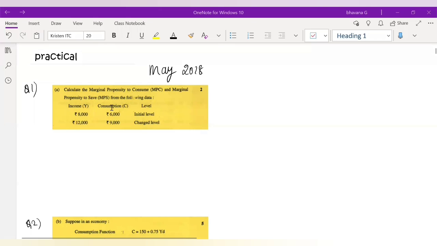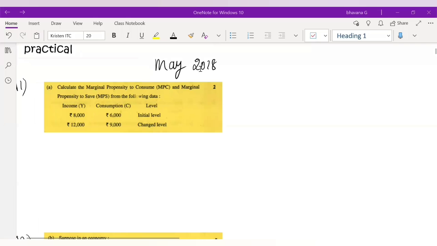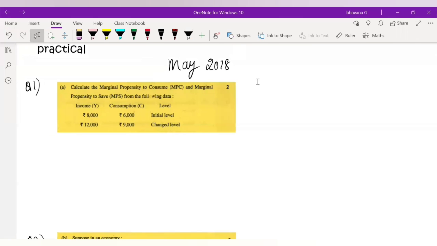Okay, so first we are going to start with May 2018 paper. So this is question number 1. Question number 1 is: calculate the marginal propensity to consume and marginal propensity to save from the following data. So here they have given you the income and the consumption, and they have told that your income first was 8,000, then it changed to 12,000. Consumption first it was 6,000 and then it changed to 9,000. So this is the information that has been given in the question.